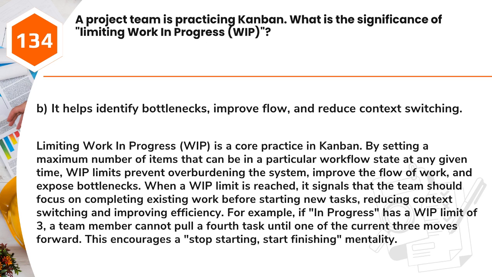When a WIP limit is reached, it signals that the team should focus on completing existing work before starting new tasks, reducing context switching and improving efficiency. For example, if "in progress" has a WIP limit of 3, a team member cannot pull a fourth task until one of the current 3 moves forward. This encourages a "stop starting, start finishing" mentality.